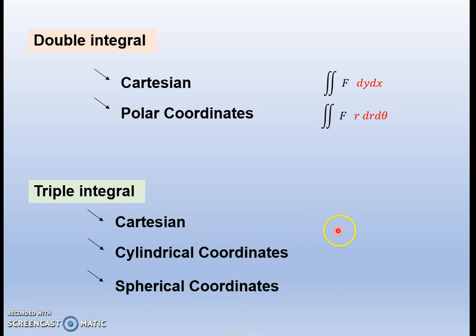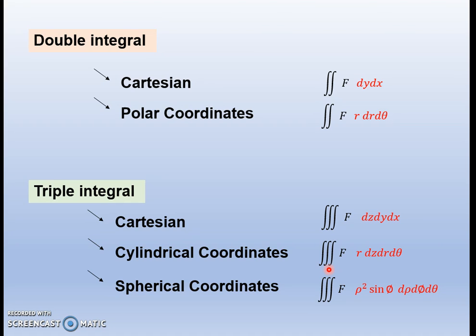For the Cartesian, the equation is going to be triple integral of f dz dy dx. Meanwhile, for the cylindrical coordinate, it's going to be triple integral of f r dz dr d theta. While for the spherical coordinate, it's going to be triple integral of f rho squared sine phi d rho d phi d theta. Alright, so in this chapter, we learn how to apply all these equations, in particular to find the volume of a solid.